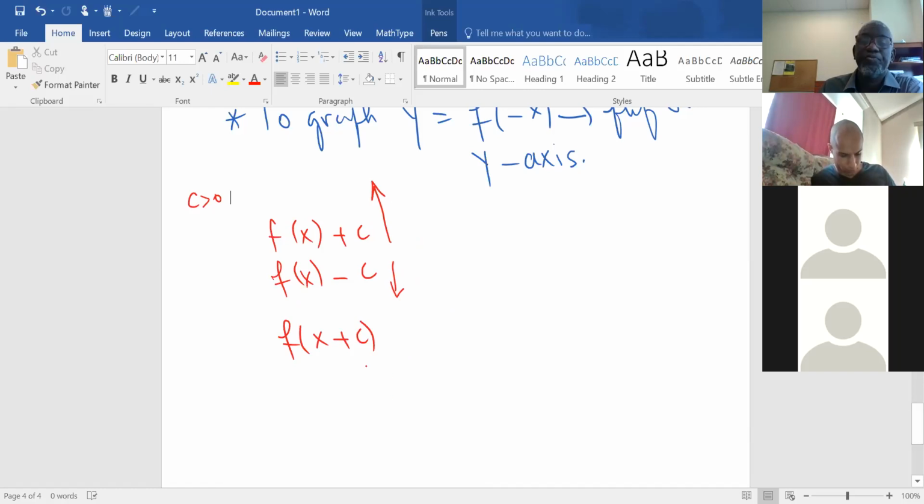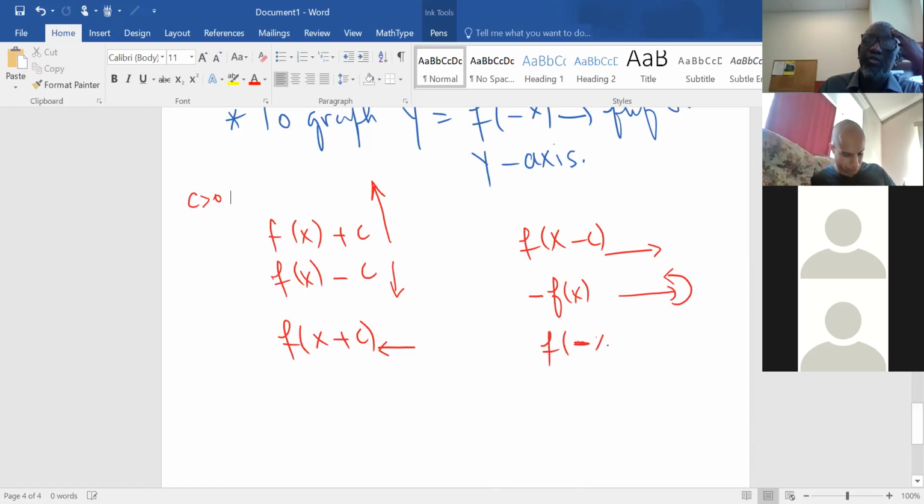f of x plus c, like this, how do we go? To the left, c. To the left, right? f of x minus c, how do we go? To the right, right? Negative f of x, how do we go? We flip it over what? Over the x-axis, right? And f of negative x, we flip it over the y-axis, right? This is the y-axis. This is the x-axis.